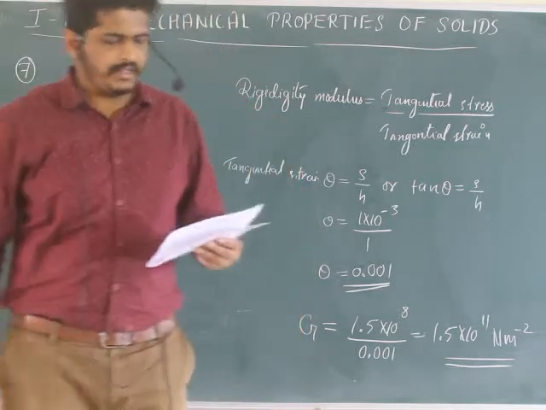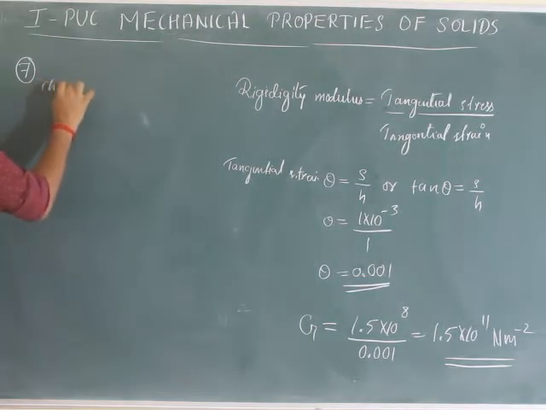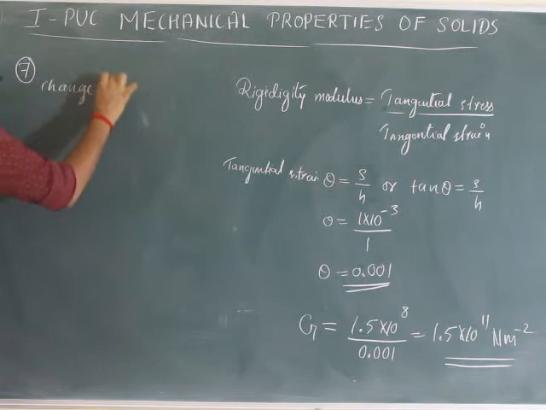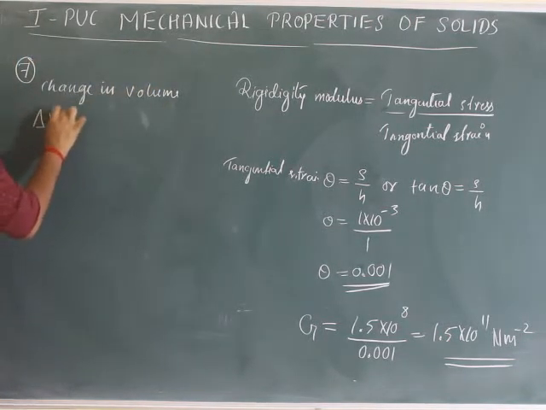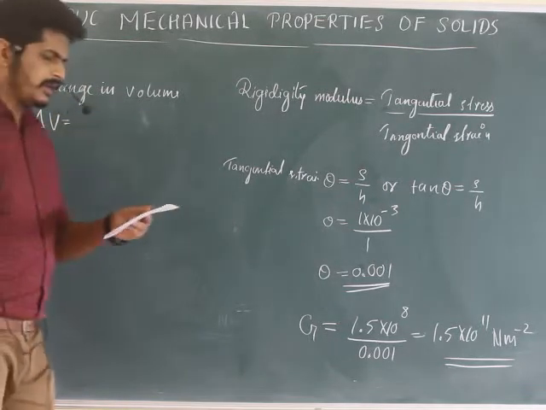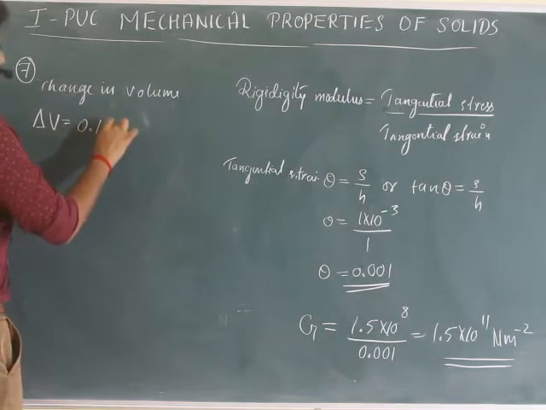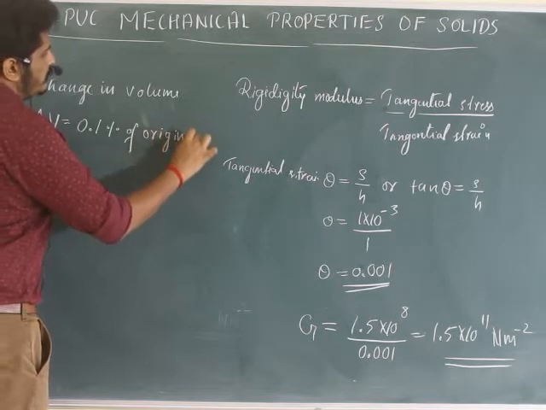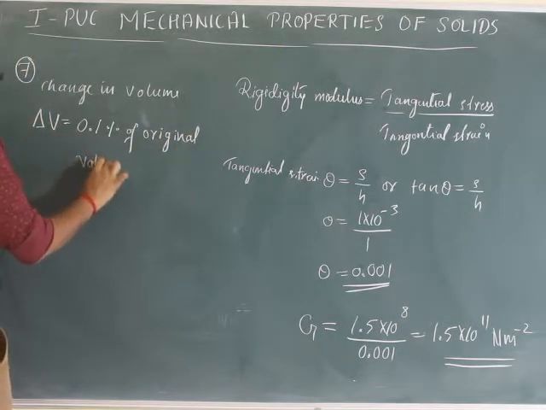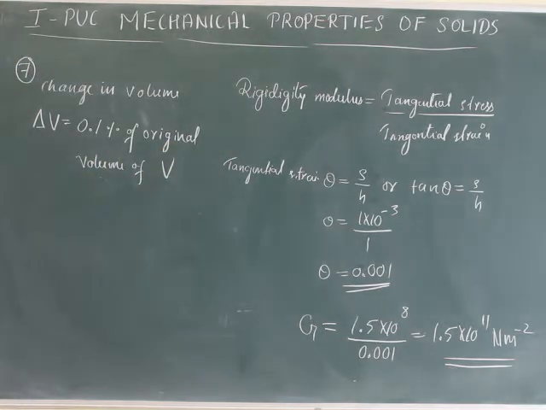Okay, let me explain that. So first, given data I will write down. So change in volume. Change in volume. That means delta V is equal to what they have given, 0.1% of original volume V.